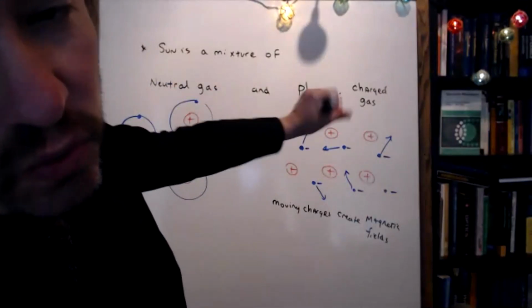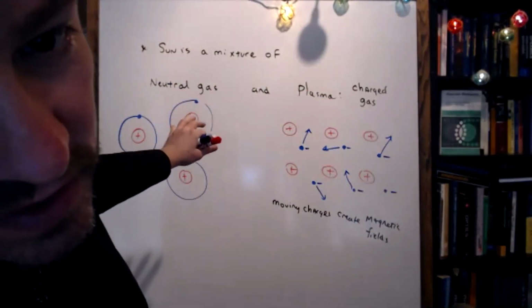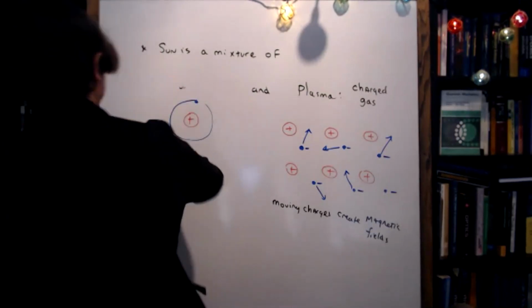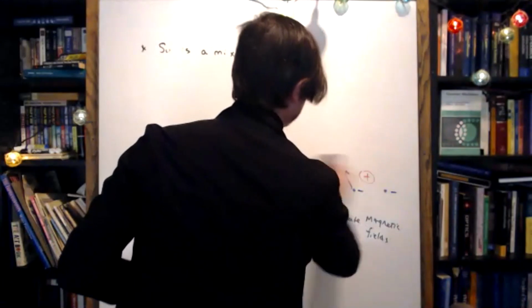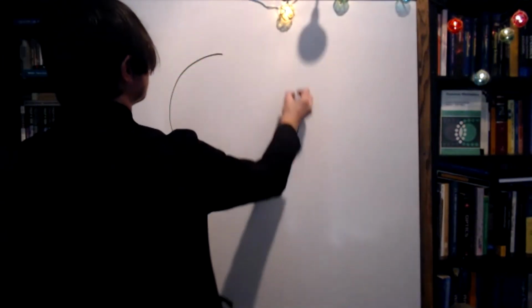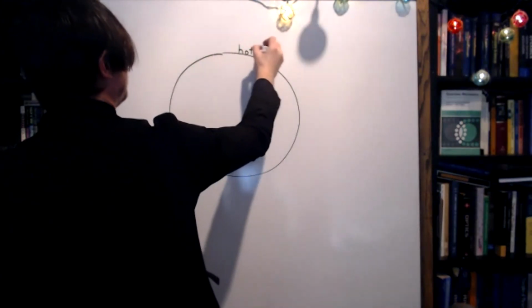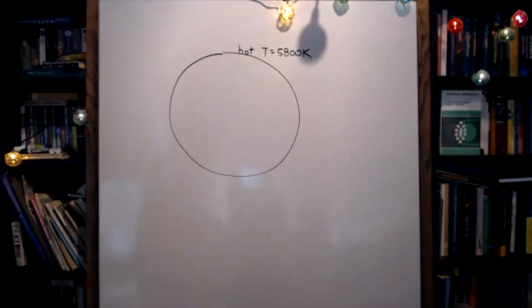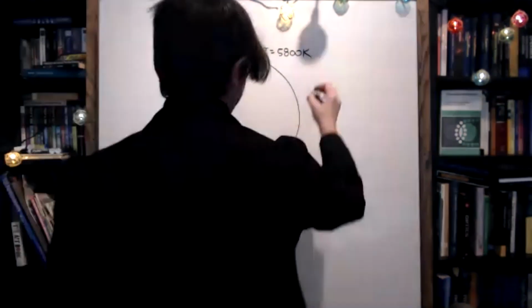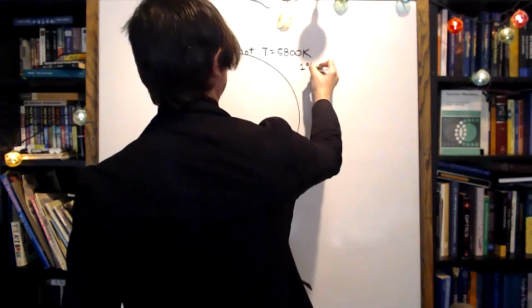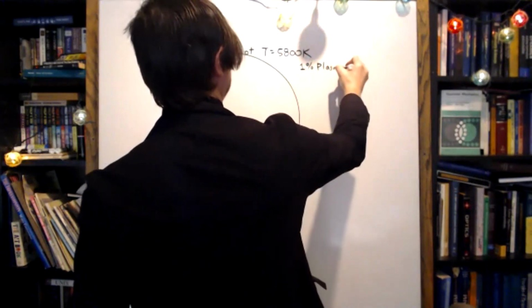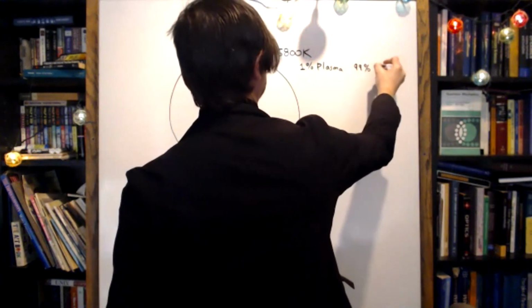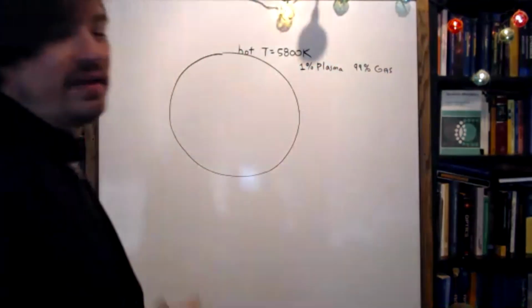Now, I want to explain to you what parts of the sun are plasma and what parts of the sun are neutral gas, but it's a little bit awkward to do that. So let me say that the sun is pretty hot on the outside, right? The temperature at the surface of the sun is 5,800 Kelvin. And at the surface of the sun, it's maybe, I'm going to just do a rough measurement here, 1% plasma, and maybe 99%, we'll just call neutral gas for fun.